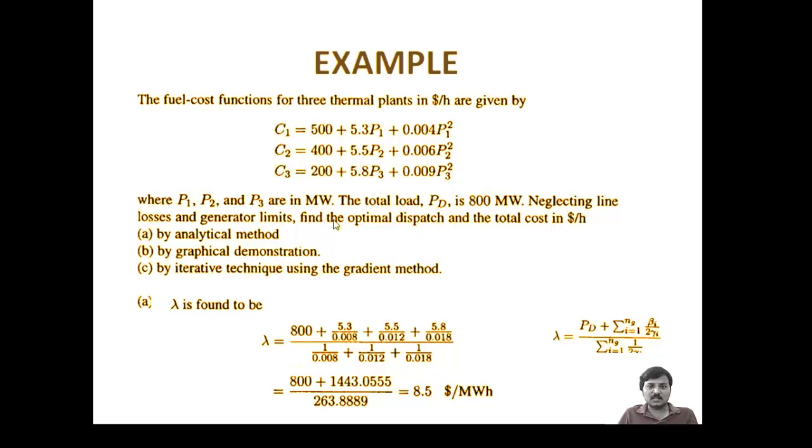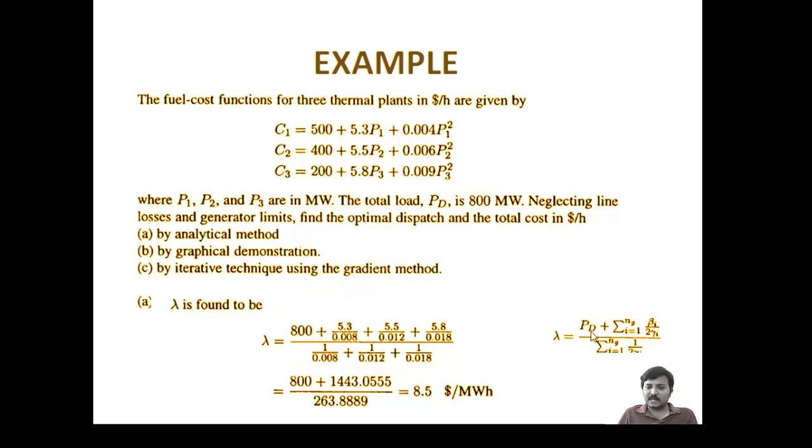Neglecting the line losses and generator limits, find the optimal dispatch, the total cost, and the total cost in dollars per hour. This can be solved by three methods: the analytical method, the graphical method, and an iterative technique using the gradient method. First, we will see the analytical method. So lambda should be found.